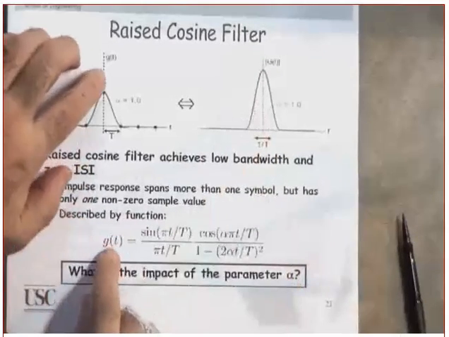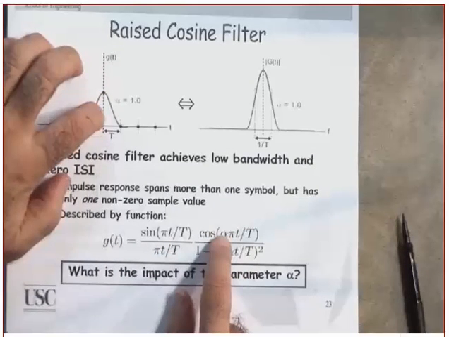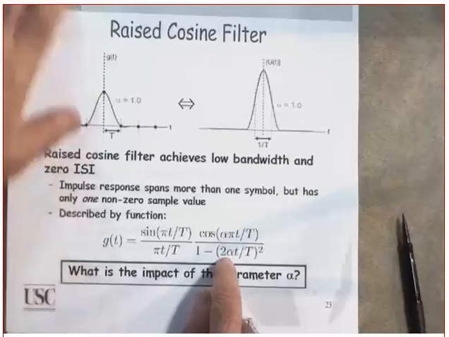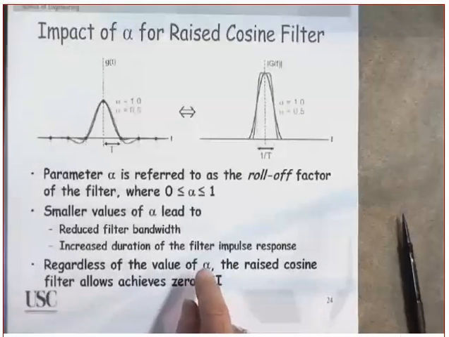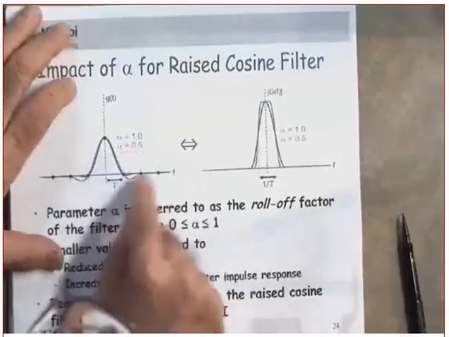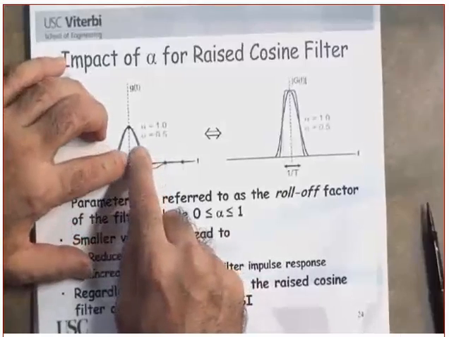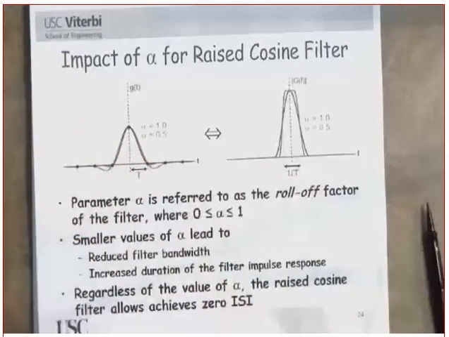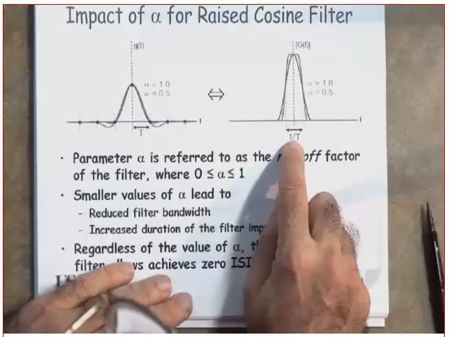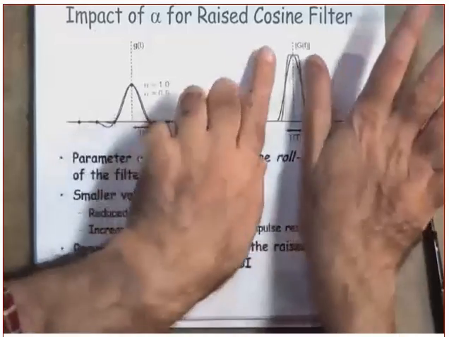Now, this is the impulse response of this filter, which is sinc, sin pi t over T over pi t over T, times this. And the impact of alpha, which is the roll-off factor, is clear in here. The alpha is between 0 and 1. The smaller the alpha is, the narrower and narrower the filter will become, resulting in more symbol interference. And when we get to 1 over T, which is the Nyquist, the smallest one, it becomes the ideal filter.